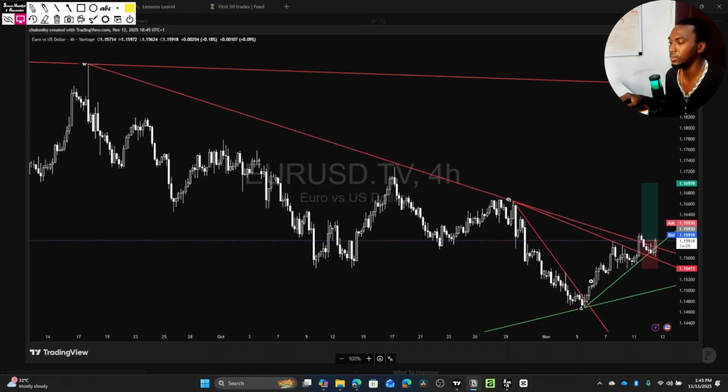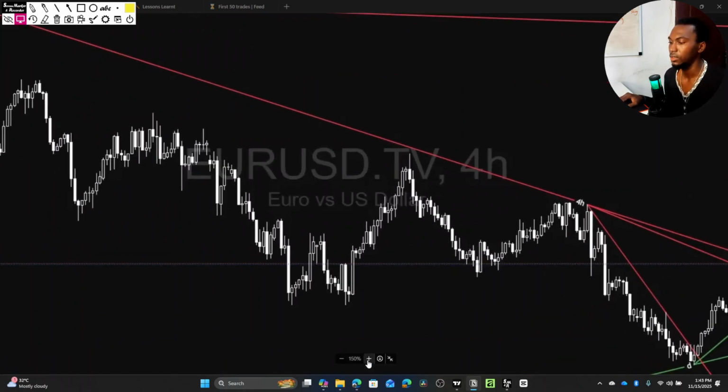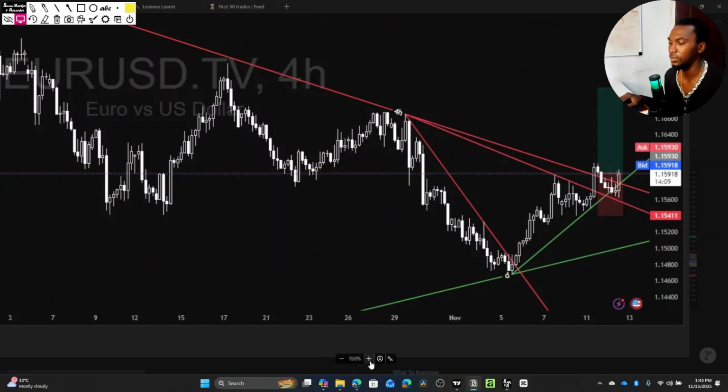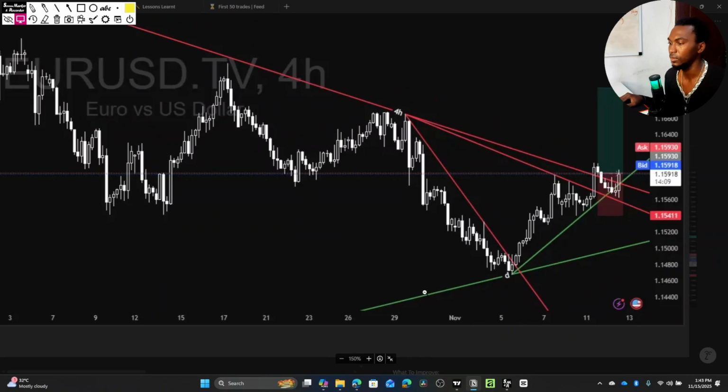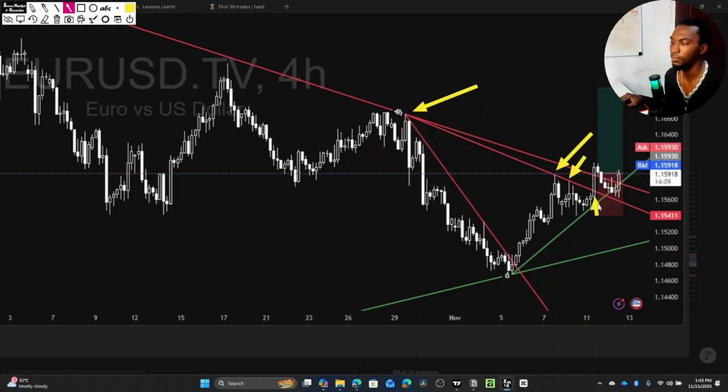So let's take a good look at this trade on the chart. Let's see what it looks like. So I had 3 touch points right here. So this is 1 touch point, 2 touch points, 3 touch points before price broke the line. And when price broke it, I took a buy.